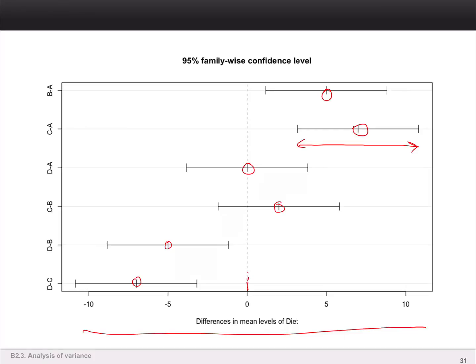So you remember that if the confidence interval crosses zero, it means that there is no difference. If it's positive, like here, it means that the first group has a bigger value than the second group, and if it's negative like this, the first group has a smaller value than the second group, and then you can see all pairs. So it's quite useful to show the differences visually, how big the differences are.